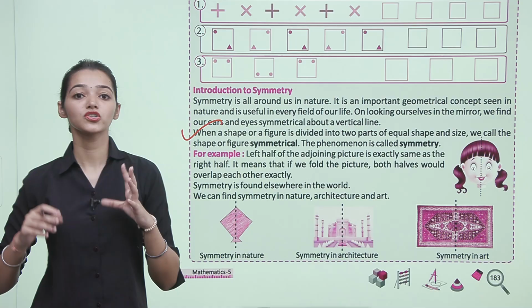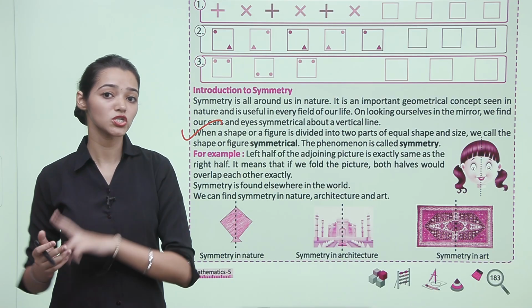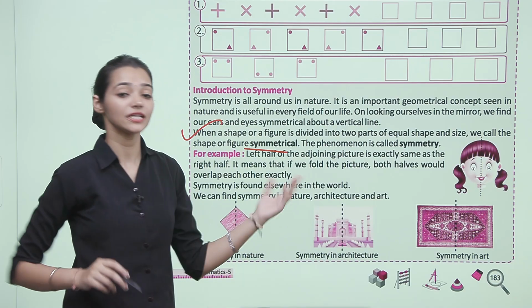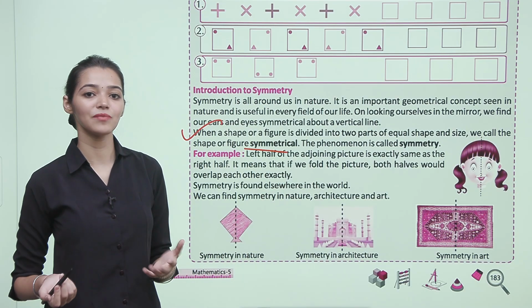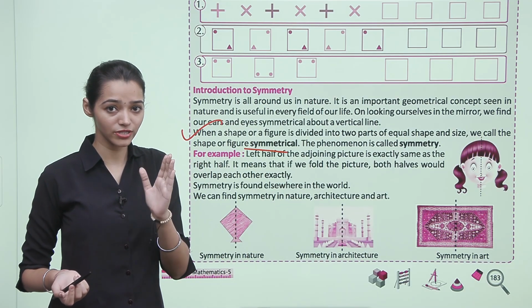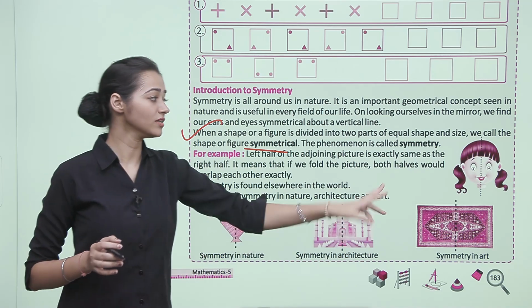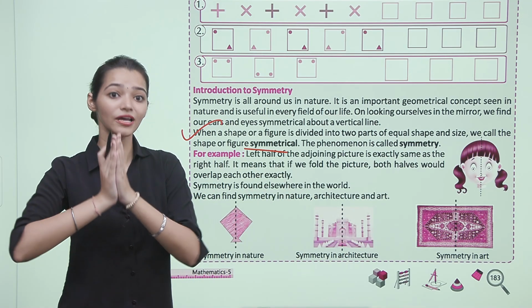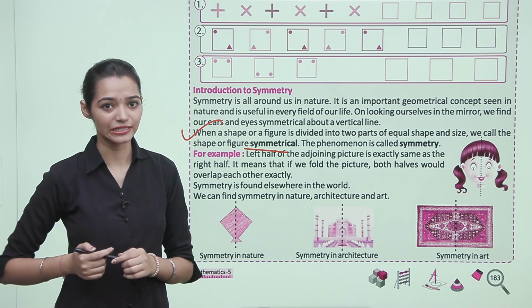Now when a shape or a figure is divided into two equal shape and size, we call the shape or figure symmetrical and the phenomena is called symmetry. For example, the left half of the adjoining figure is exactly the same as the right half. It means that if we fold the picture, both halves would overlap each other easily.